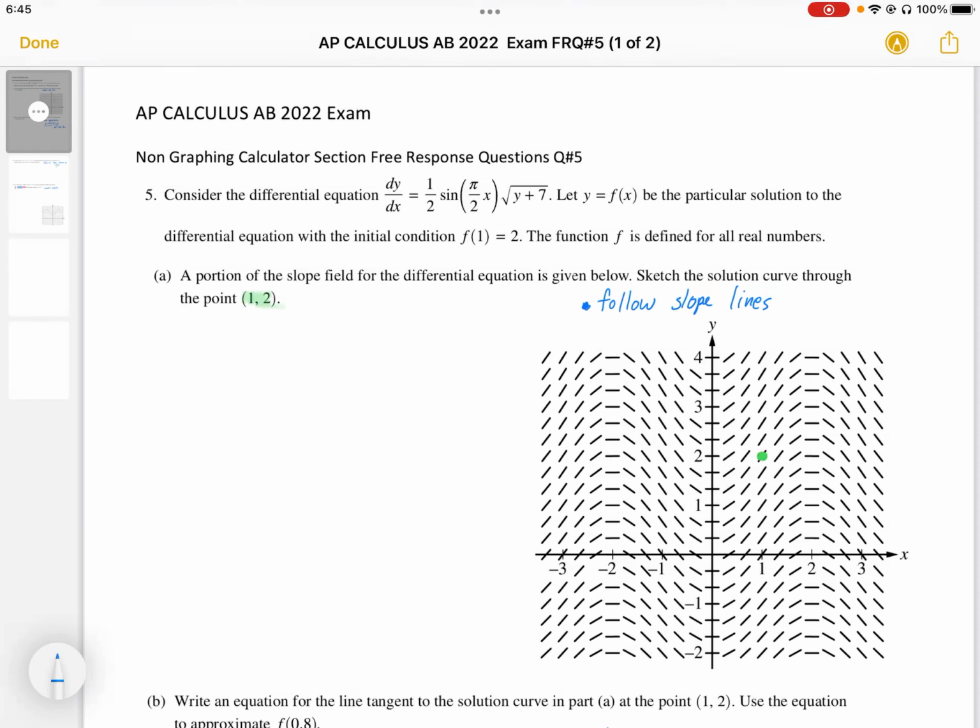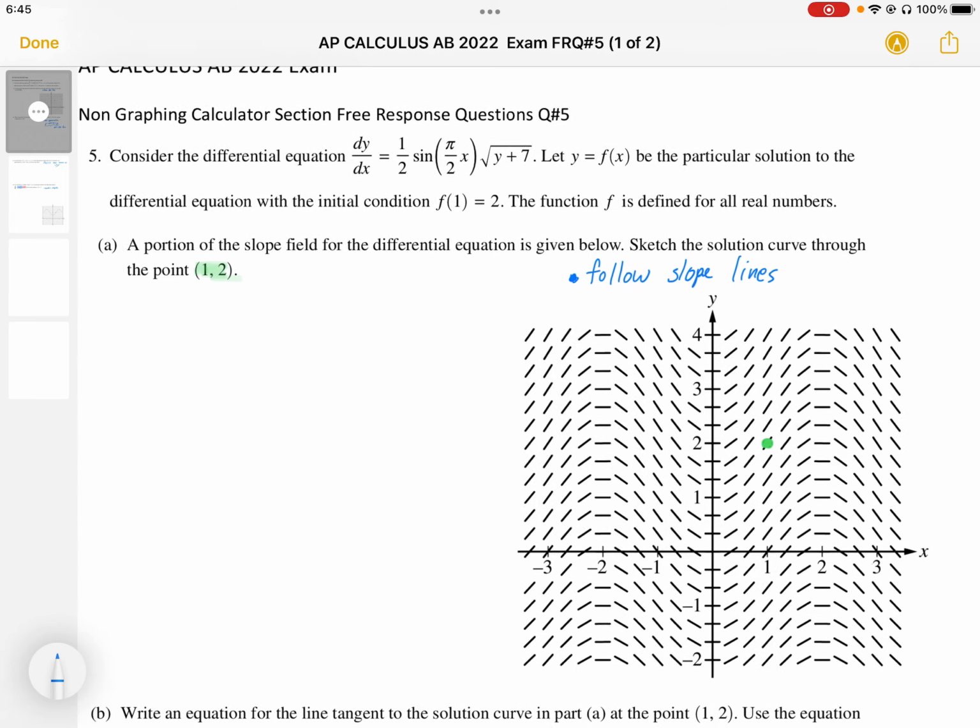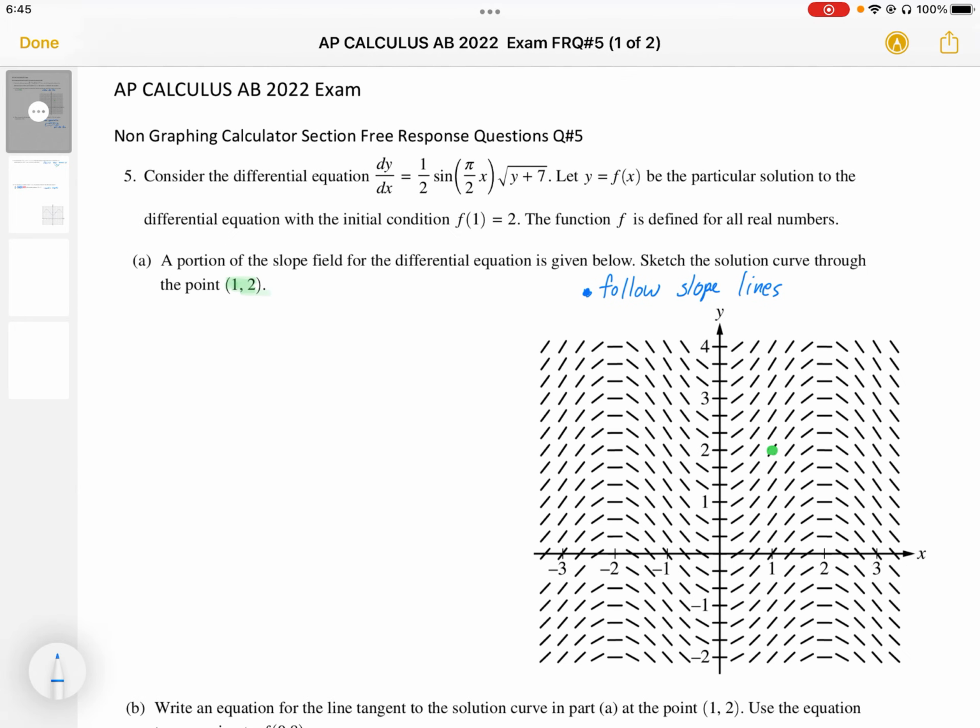Question number 5. Consider the differential equation dy/dx equals 1/2 sine(pi/2 x) times root y plus 7. Let y equals f(x) be the particular solution to that differential equation. It passes through the point (1, 2), so f(1) equals 2. I've highlighted that in green here. And the function f is defined for all real numbers.